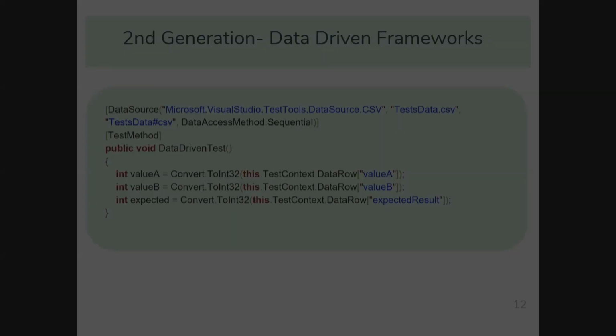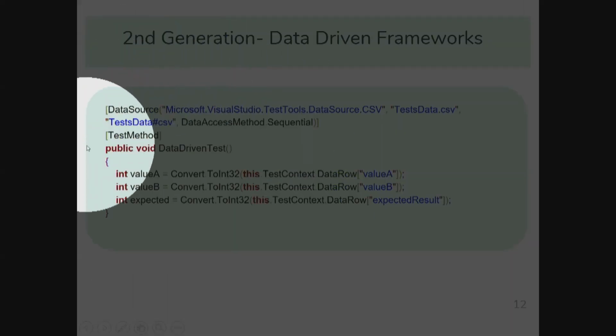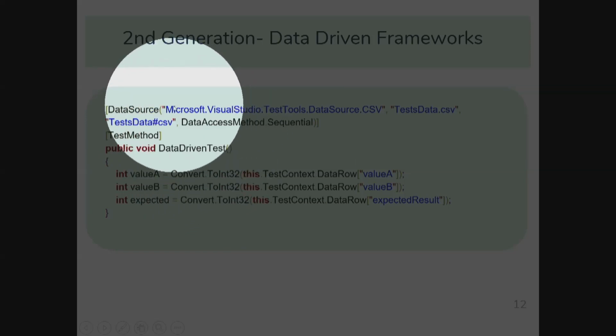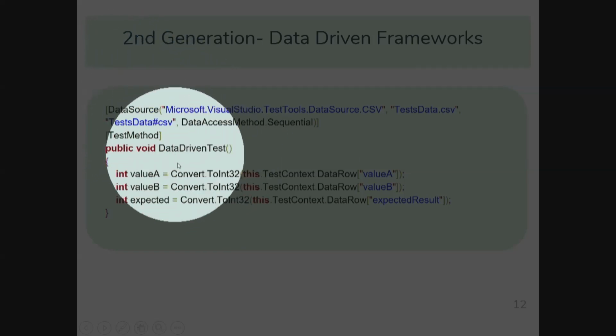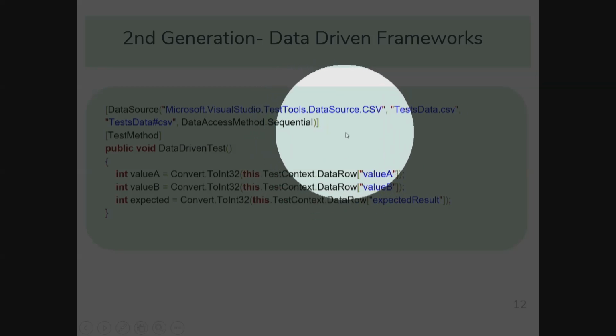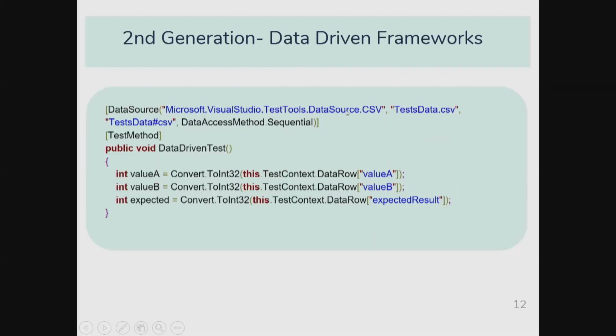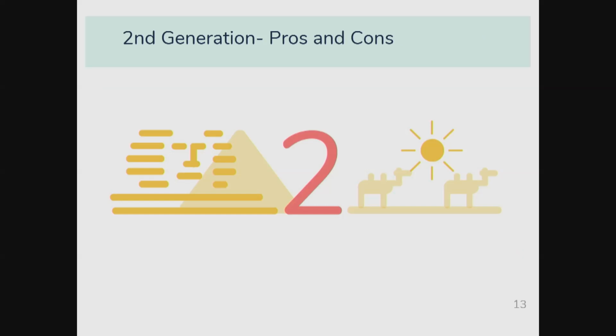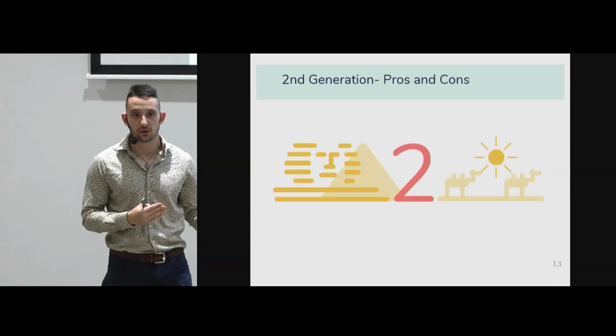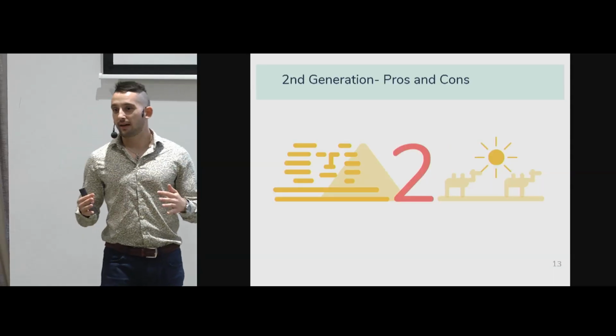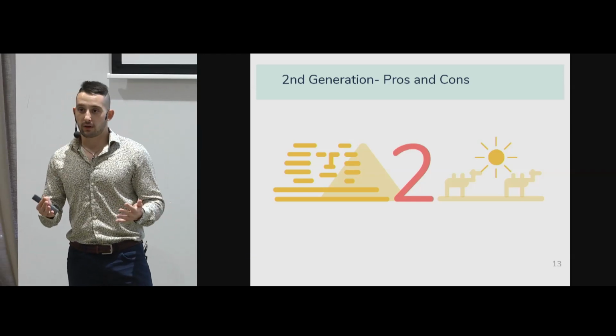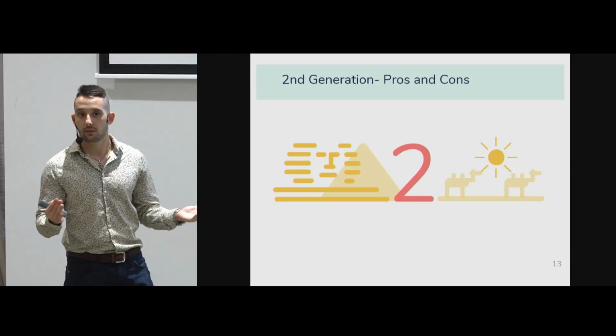Here on the slide, you can see an example from MS Test. Here in the data source attribute, we put where our CSV file is, and the test will be executed for each row in the CSV file. Since these frameworks are coded, the maintainability is much greater than the previous generations, and you can use the power of the IDE to replace and fix the tests.